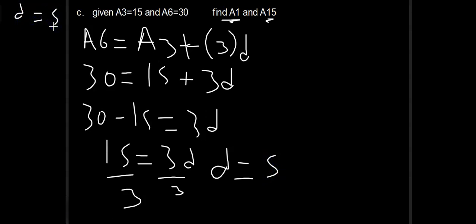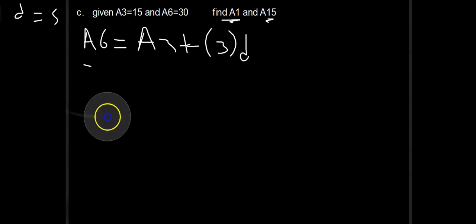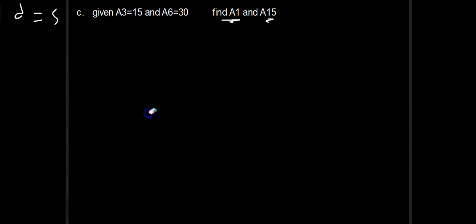So now I'm looking for A1. Because if I don't have A1, if I don't have D, it means that I cannot find the value of A15. So let me find the value of A1. It's the same procedure. I can choose either A3 or A6. So I think I want to use A3. So let me just do it by using A3.